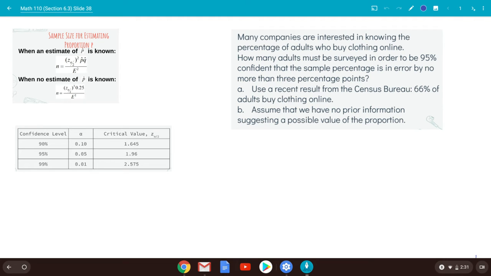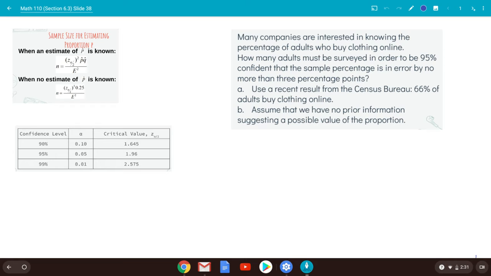All right, here we are at the end of section 6.3. We're going to look at slide 38, which talks about essentially coming up with a sample size number when you're given some information about the confidence interval. Kind of another example in this class of working backwards.